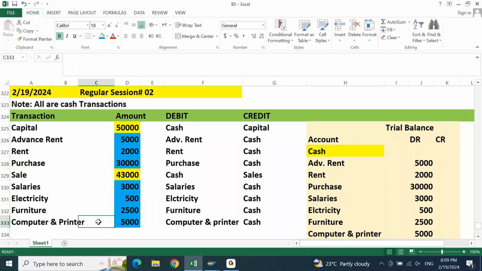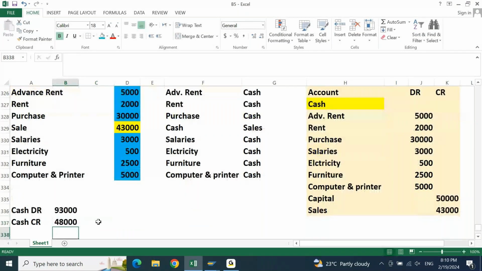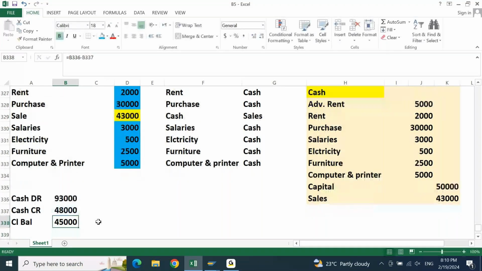Now the closing balance is equal to debit minus credit. 93,000 minus 48,000, you are getting 45,000. This 45,000 is represented as the cash closing balance.